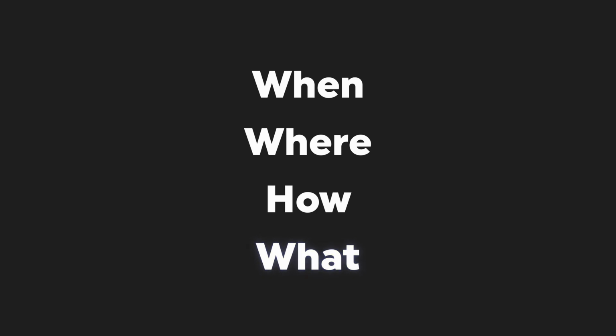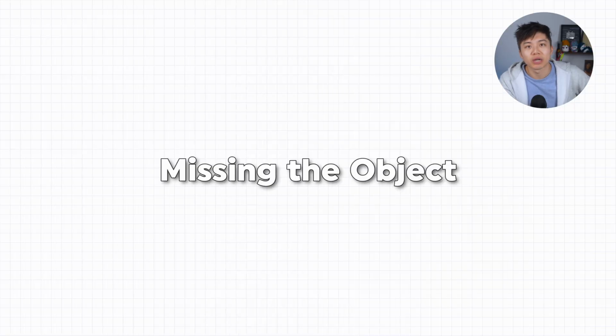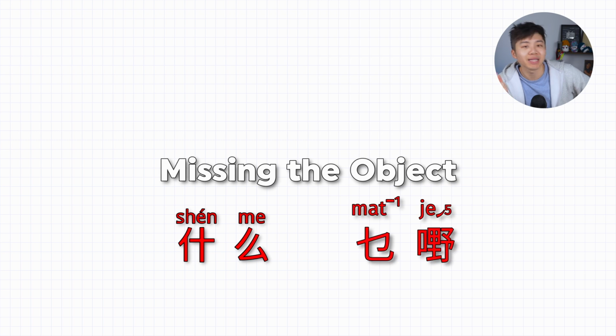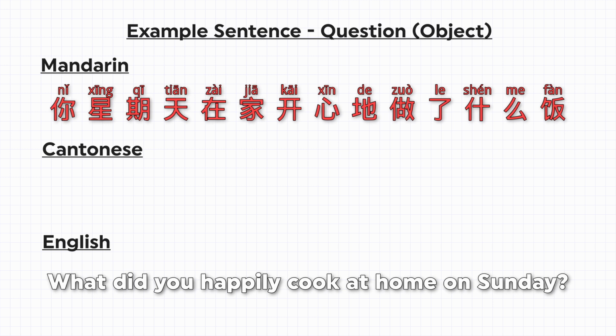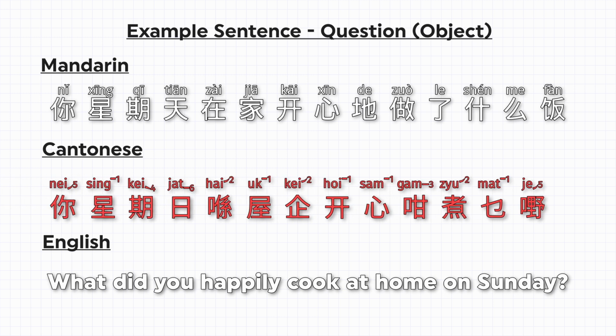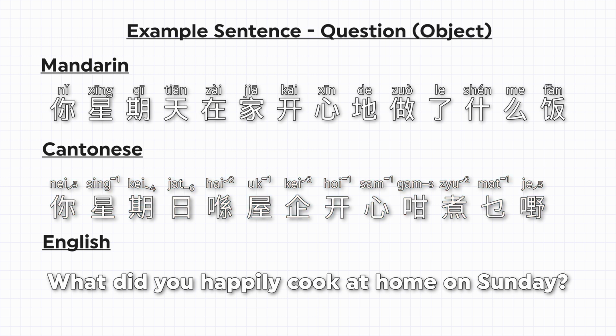Now we have missing the object or the what, right? To ask what was done, we replace the object element with 什么 or 乜嘢 in Cantonese. For example, what did you happily cook at home on Sunday? 你星期天在家开心的做了什么饭? In Cantonese now, 你星期日喺屋企開心咁煮乜嘢? In this case, what replaces the object to ask for the specific item that was cooked. The sentence keeps the same structure, but we substitute the object.